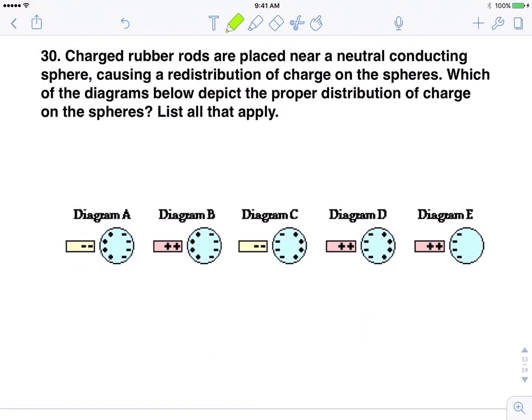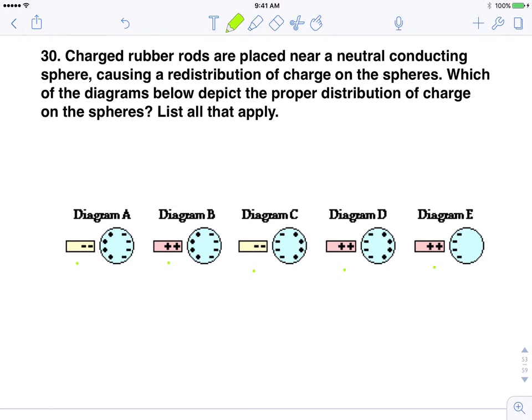All right, now this is polarization. Okay, charged rubber rods are placed near a neutral conducting sphere. Remember, for polarization, you have one charged item, usually the item that is coming in close to a neutral material, and we're talking about a neutral conductor right here. Each diagram has a different charge on the rubber rod, but it's causing a redistribution of charge on the spheres. Which of the diagrams below depict the proper distribution of charge on the spheres?